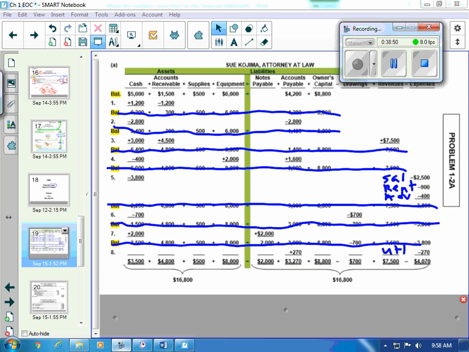I want you to do problem 1, 2B, just the transactions as homework. Via Remind, I will send you your A equals L plus O number. That way you're going to know you did your math right. Would you appreciate knowing that?